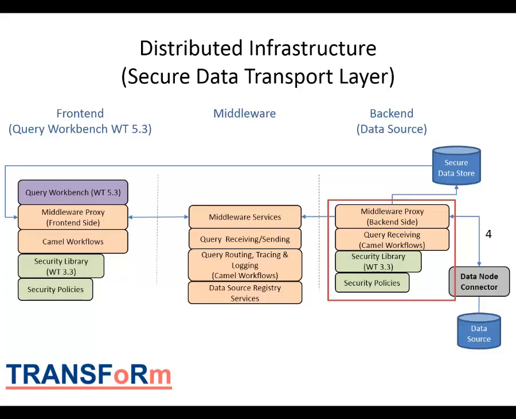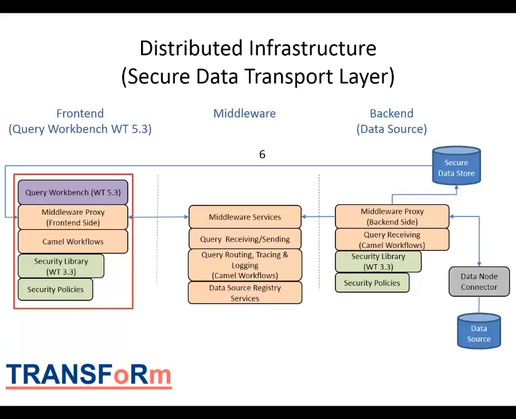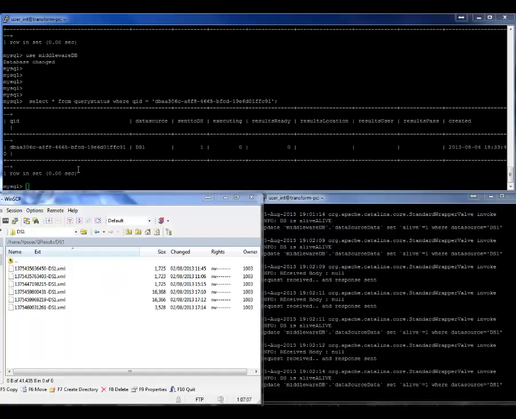The data node connector returns the results to the middleware proxy, where they are once again encrypted using the security library. The encrypted results are placed in a secure location specified by the data source. From here they can be retrieved by the workbench user using the front-end proxy. Next we will demonstrate this lifecycle with a sample query.